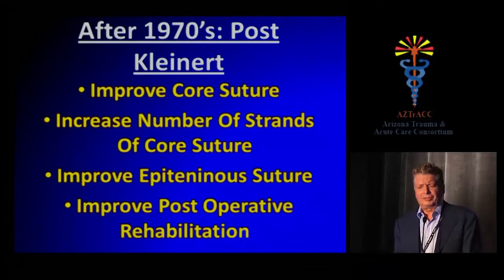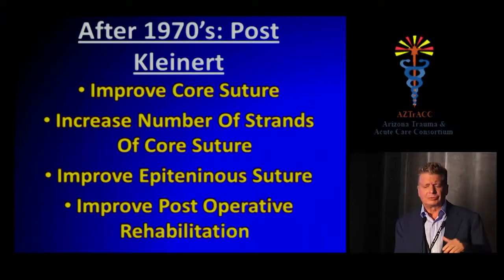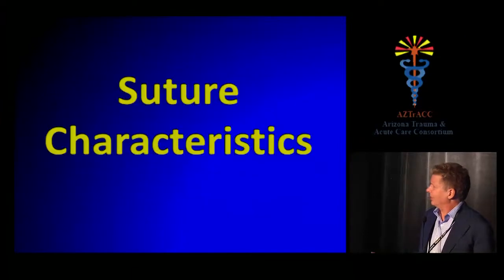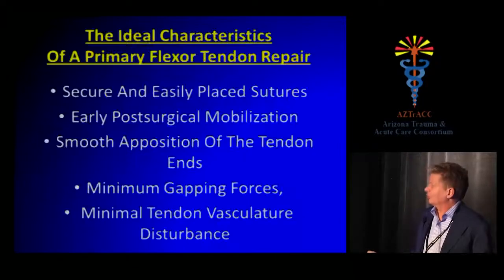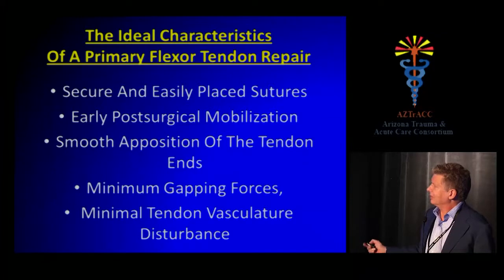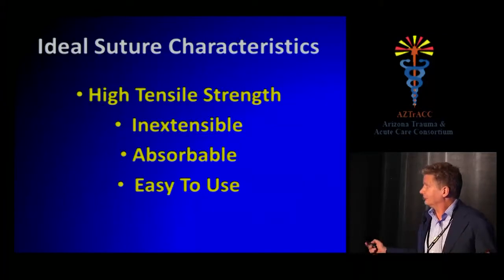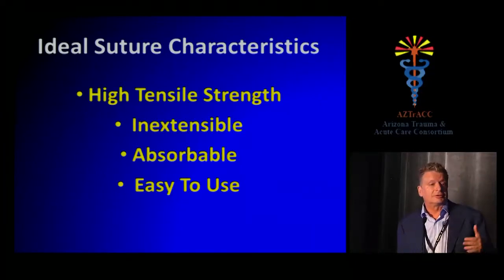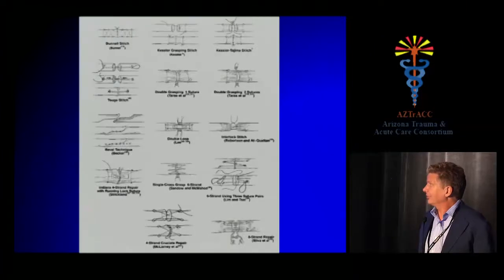But these issues here, the main thing I want to say, and I'm going to relate it back to the last lecture, since the 1970s, there's been hundreds of articles published on these things. Which postoperative technique should be used? Should we use different types of repairs? Suture characteristics. What's the ideal suture? Easy to place. Smooth. Resist gap formation. And then should it have high tensile strength, inextensible, absorbable, easy to use? Doesn't exist. All the ideal things don't exist.